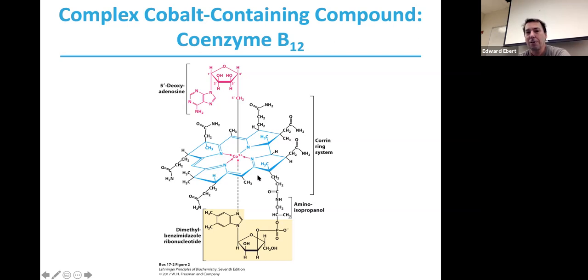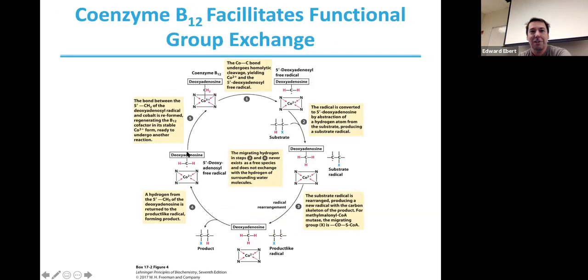It has some similarities. We do have a nice big, essentially flat and heavily conjugated ring system in there that can help coordinate this cobalt. And then we have this deoxyadenosine above the cobalt and a dimethylbenzimidazole ribonucleotide below it. All right. And again, this is just very useful. You can see based on the structure, they obviously are going to be passing electrons. This is a good electron sink.